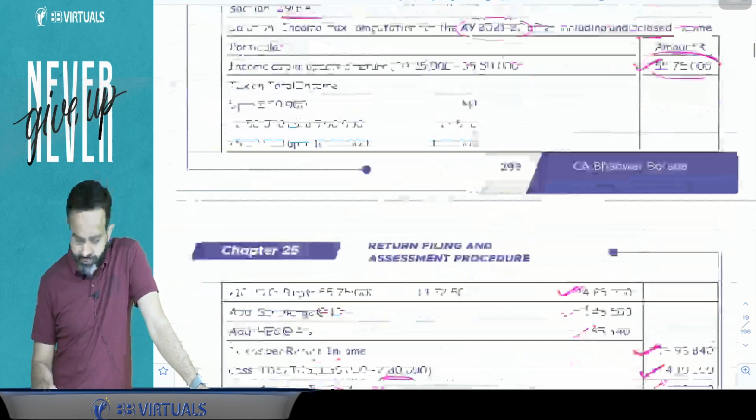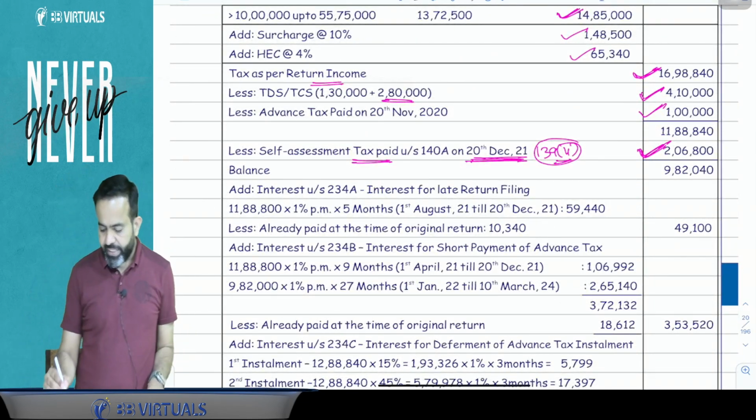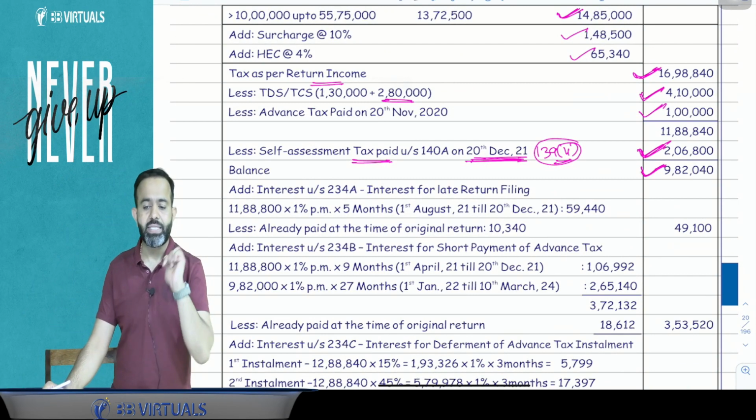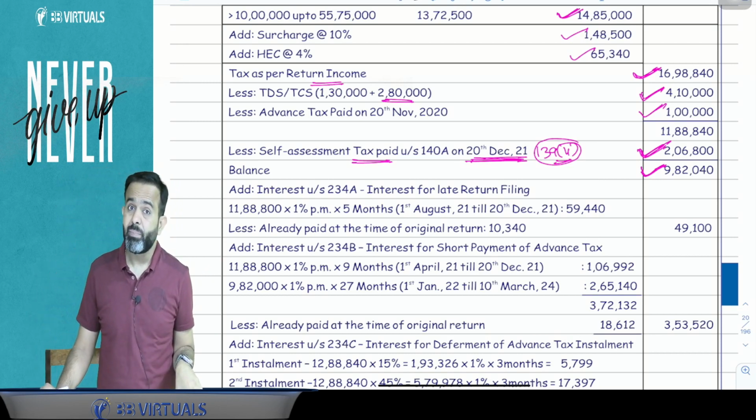So that 2,06,800, that credit you will get here. So this is your balance tax: 9,82,040 is your balance tax. Now you have to pay this tax, along with the interest under section 234A, B, C.